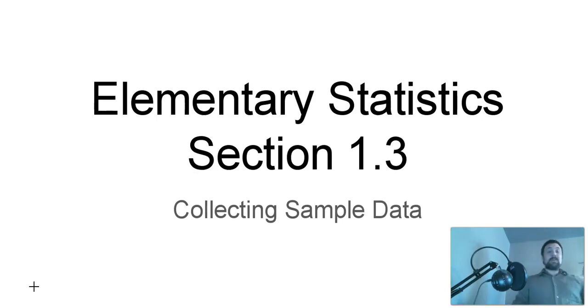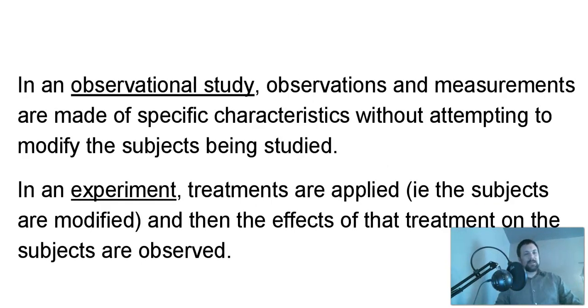In this video, we're going to take a look at section 1.3 on collecting sample data. In an observational study, observations and measurements are made of specific characteristics without attempting to modify the subjects being studied. So in an ideal observational study, your act of observing does not change the behavior of that which you are observing.